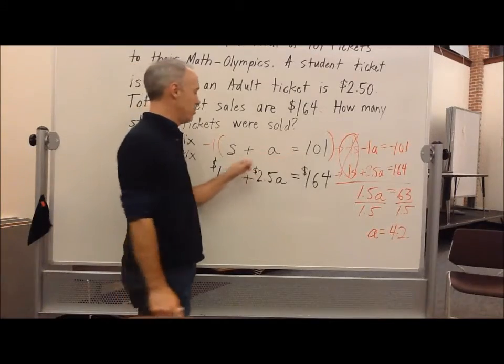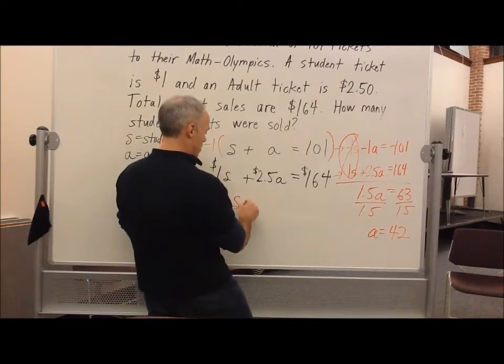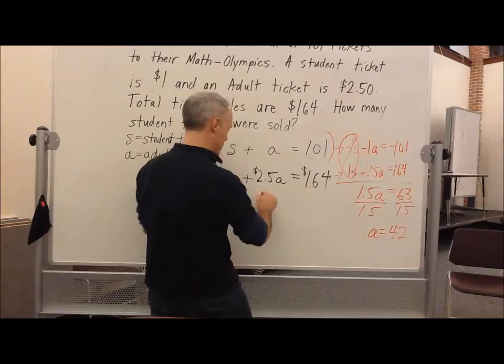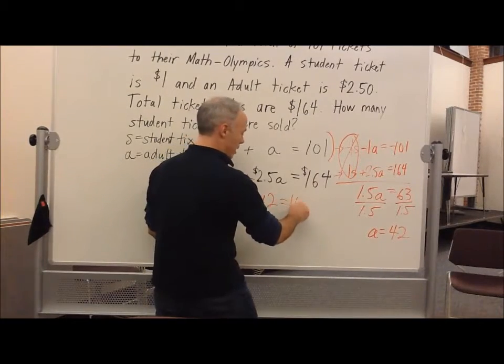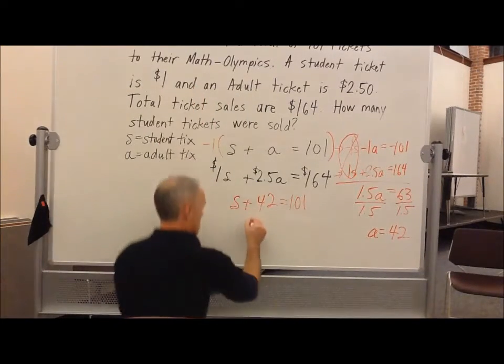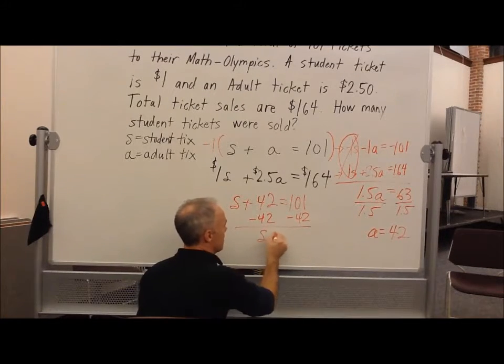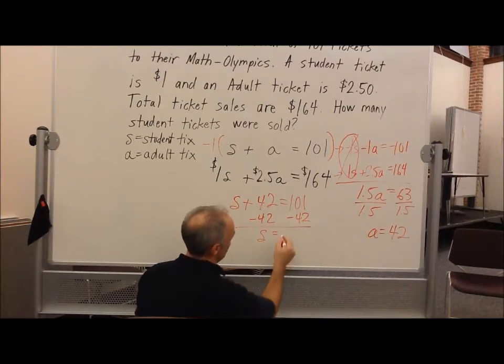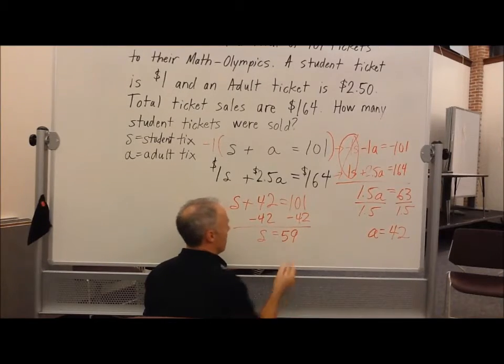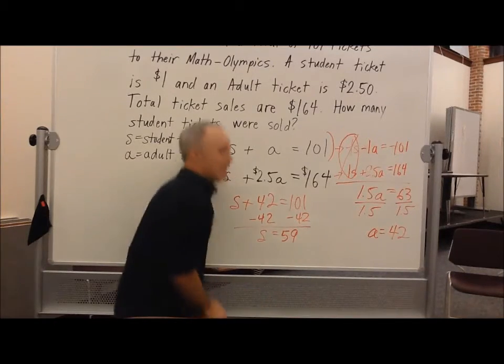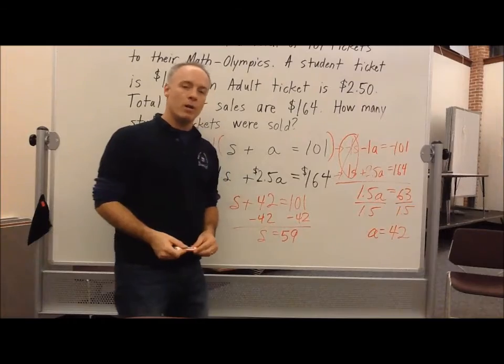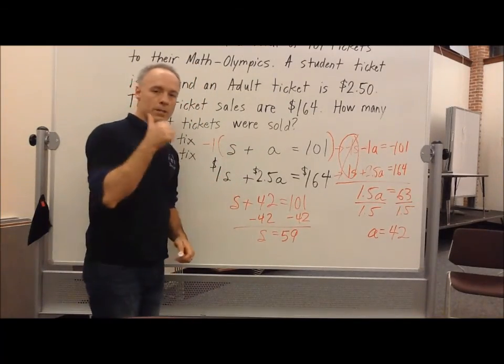Come back to your original equation. If S plus A, or 42, is equal to 101, subtract 42 from both sides to solve for the variable S, you get 59. So 59 student tickets, 42 adult tickets, works in both equations. We're good to go.